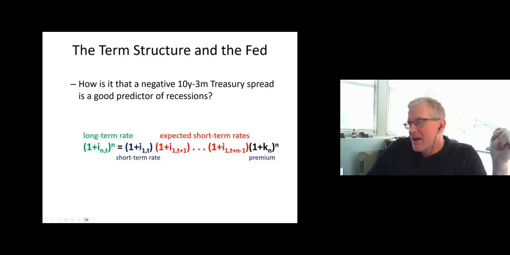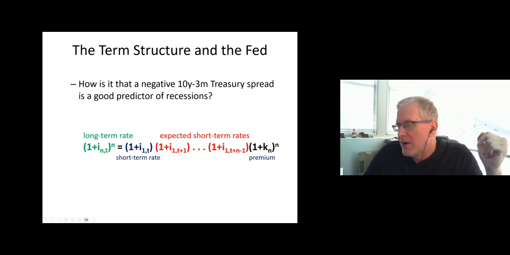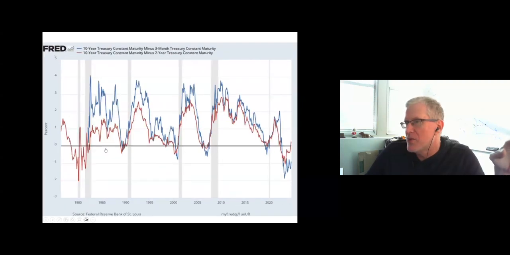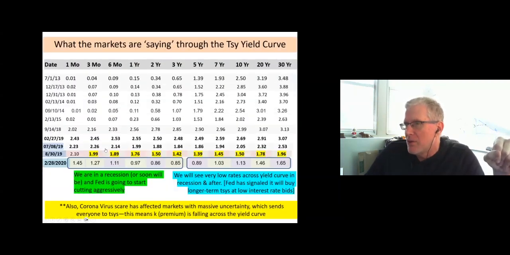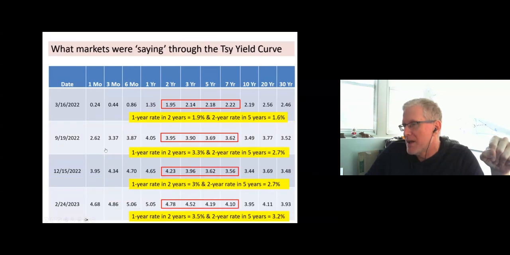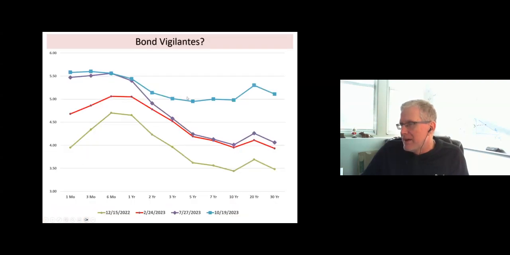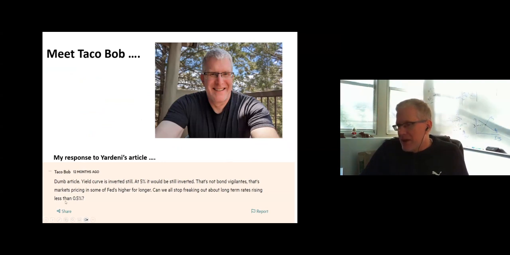In that case, the long-term rate should be at least as high as a short-term rate and probably higher because it's riskier. Okay, there's no reason in the world for it to be lower. It makes no sense at all for a riskier bond to be lower if the bond markets are rejecting government debt. So that's why I said the yield curve is inverted at 5%, it would still be inverted. And I was right, right? It did get to 5% and the yield curve was still inverted. That's not bond vigilantes, that's markets pricing in some of the Fed's higher for longer.